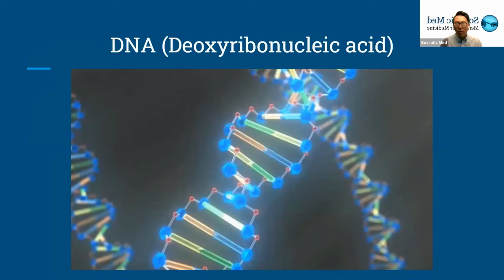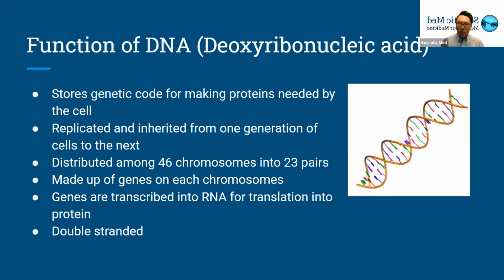So the first molecule we're going to be going over is DNA, otherwise known as deoxyribonucleic acid. Like I said before, DNA is the genetic information in all organisms except for viruses that sometimes use RNA. Most organisms use DNA to store their genetic information, and that genetic code is used to make proteins that all our cells in our body use to function. DNA is replicated and then also inherited from one generation of cells to another.